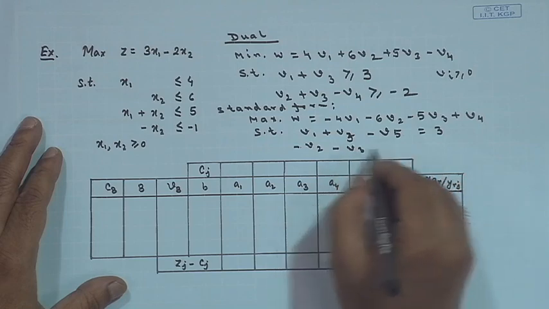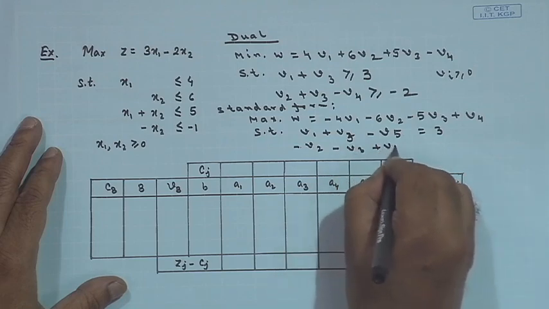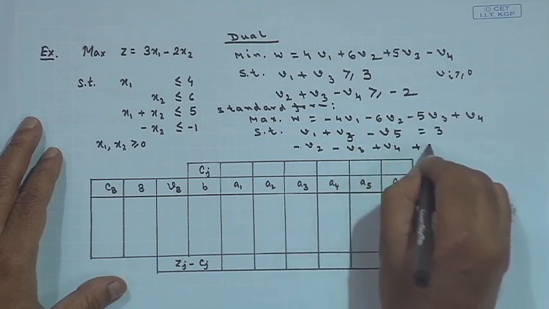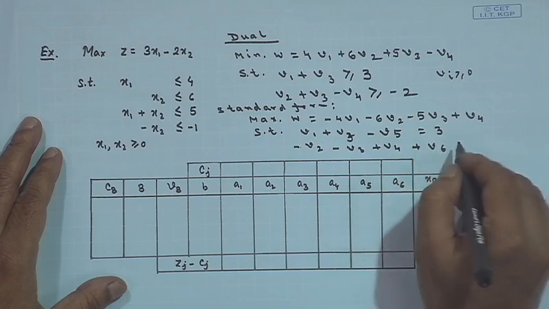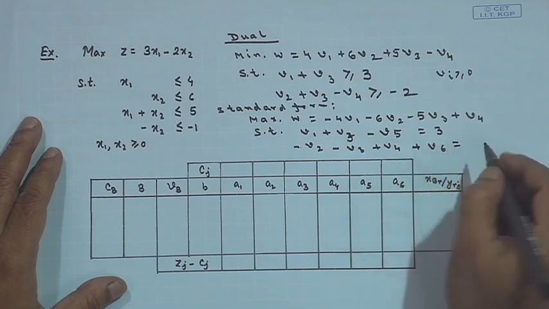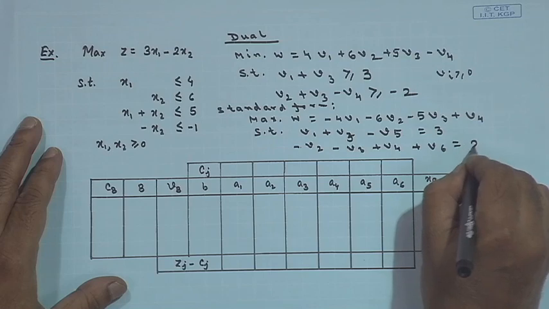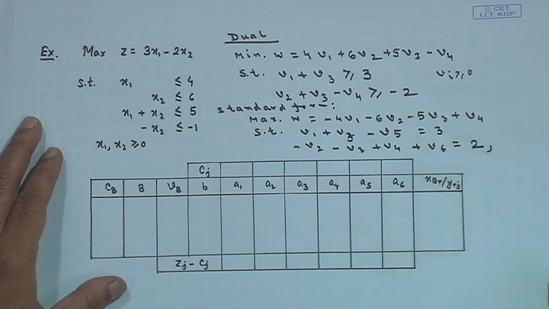minus V3 plus V4, and the slack variable plus V6. So this equals 2, and Vj greater than or equal to 0.